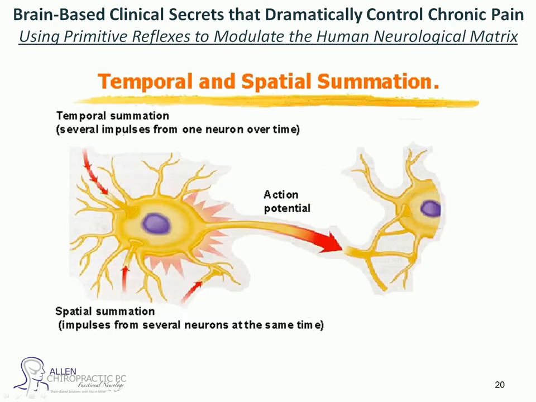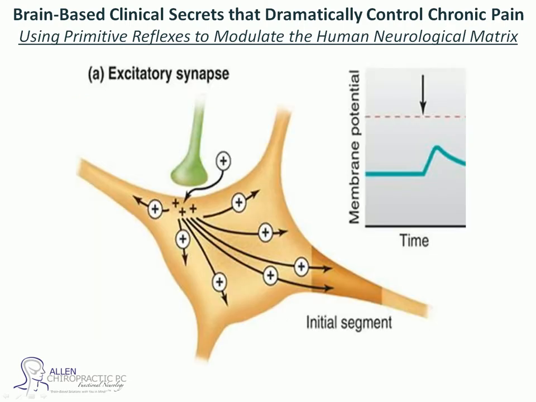So here's how it gets stimulation: temporally and spatially. The temporal summation comes from several impulses from one neuron over time, and the spatial summation is impulses from several neurons over time. That causes the nerve cell body to ultimately produce an action potential at the hillock of the neuron, and off goes the action potential to its destination.